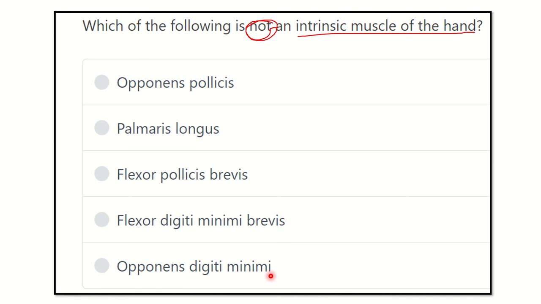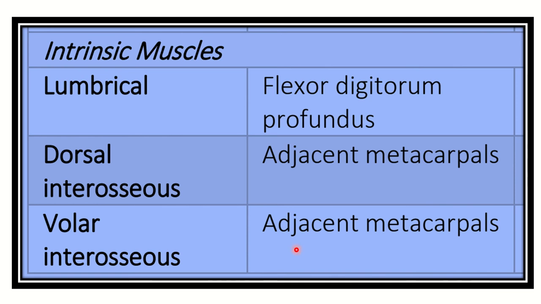So let's see the intrinsic muscles of the hand. They are the lumbricals, dorsal interossei, palmar or volar interossei, and others such as the thenar muscles and hypothenar muscles. So these 5 groups are intrinsic muscles. The lumbricals arise from flexor digitorum profundus, and the dorsal interossei lie between adjacent metacarpals, and the volar interossei are also present between adjacent metacarpals.